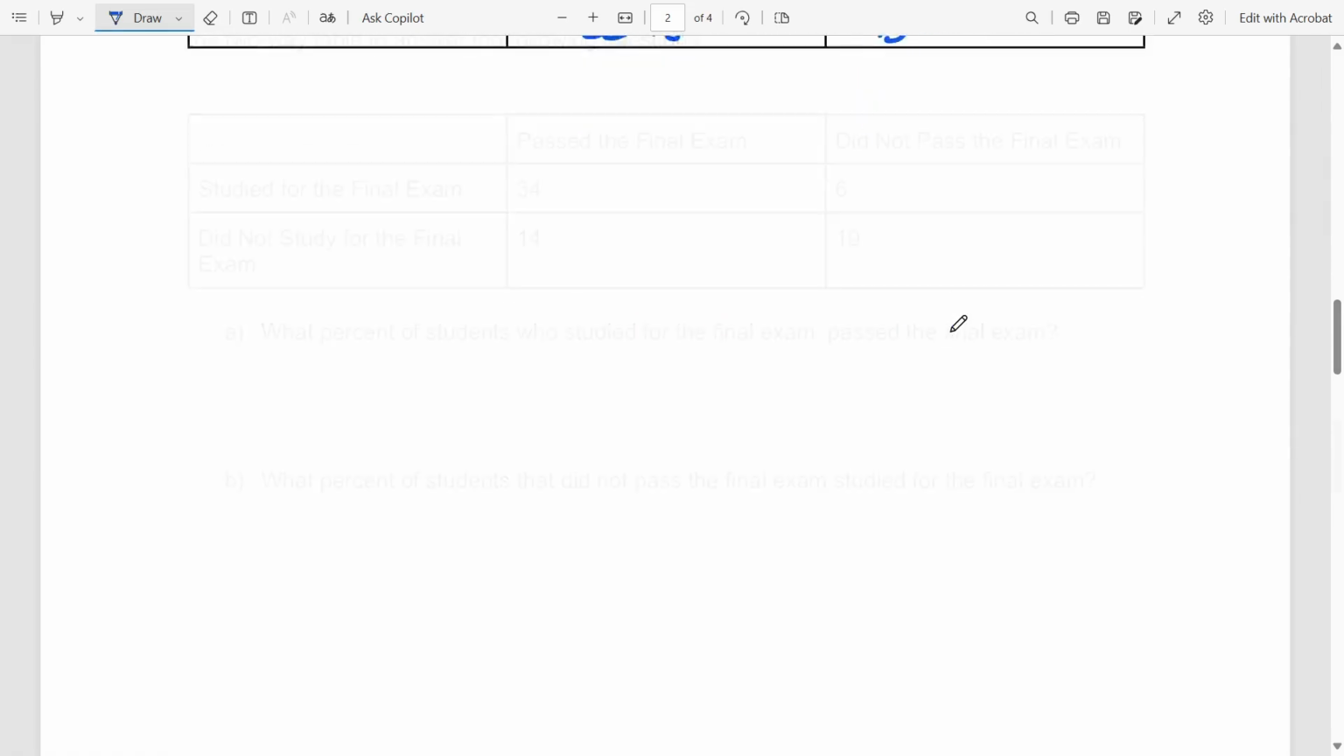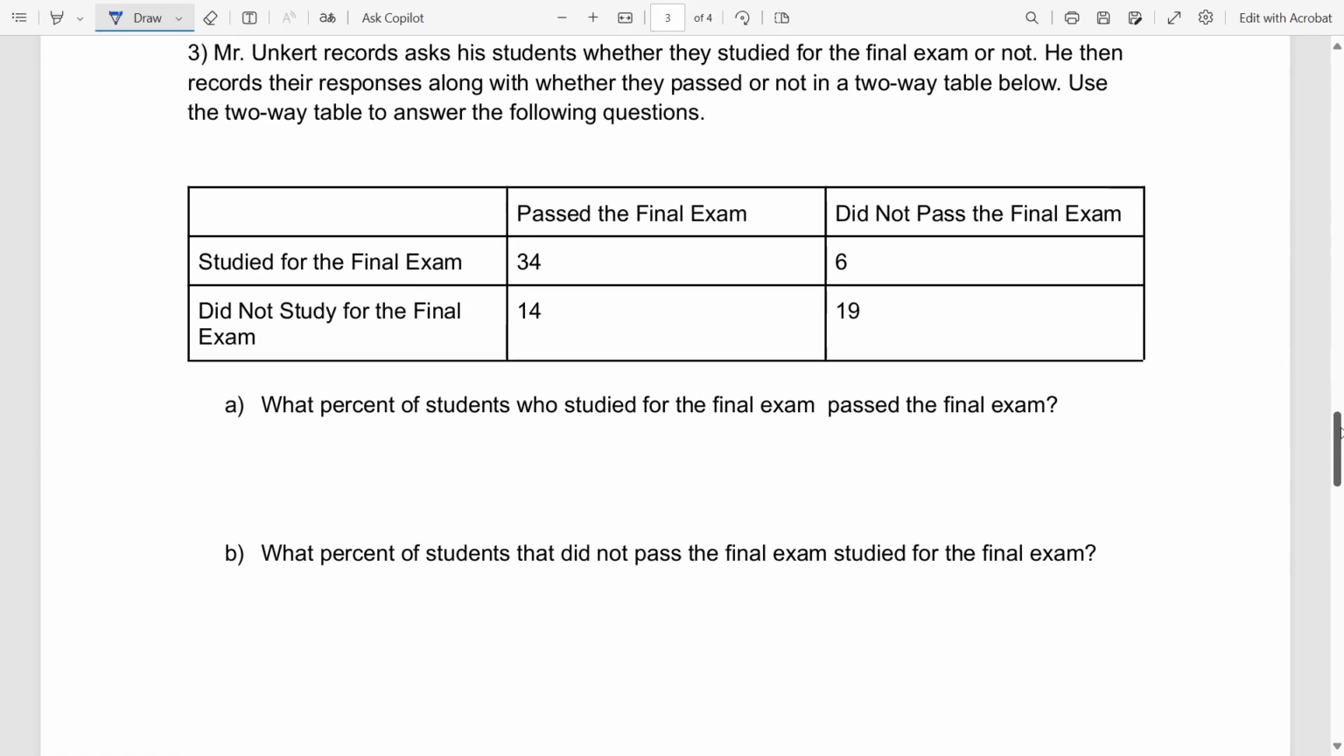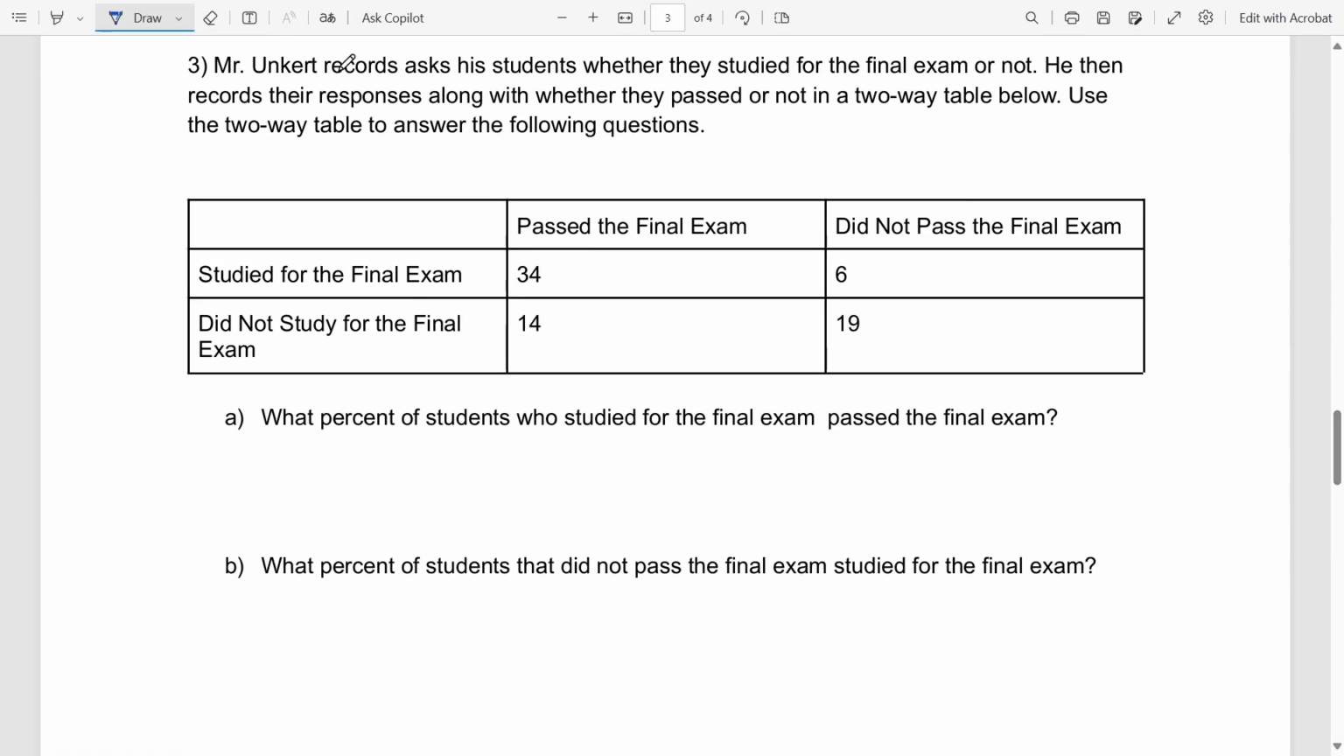Let's keep going. All right, problem 3. Mr. Unkert asks his students whether they studied for the final exam or not. He then records their responses along with whether they passed or not in a two-way table below. Use the two-way table to answer the following questions. Okay, so we have our two-way table here. What percent of students who studied for the final exam passed the final exam? So we have to look at this here.